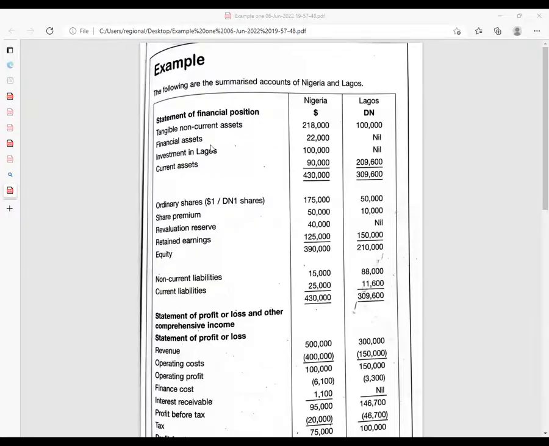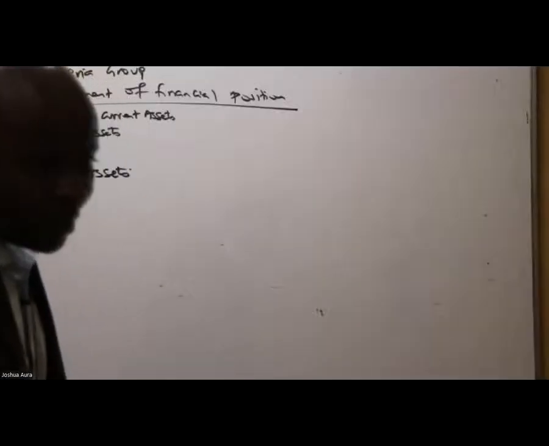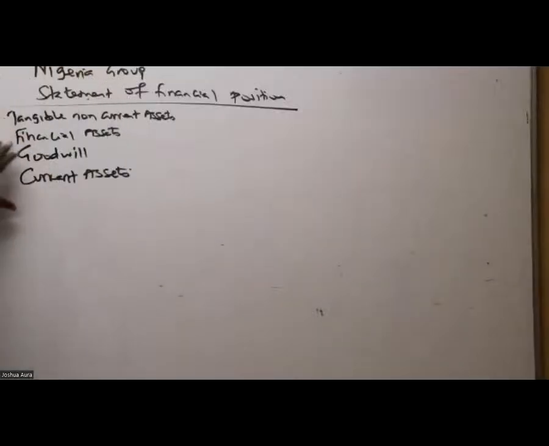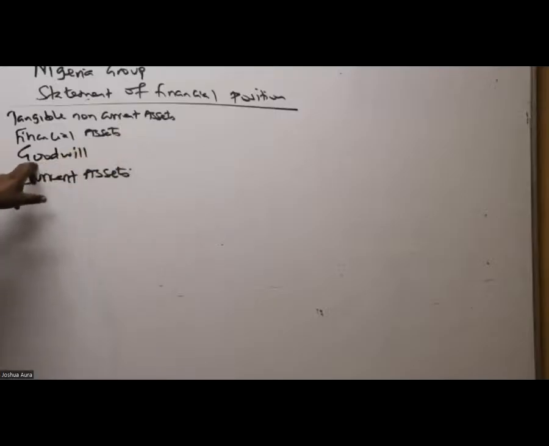And then now we have what we call the current assets. Now, after that, let me first of all allow you to copy whatever we have here. Could you kindly copy this? I'm simply copying everything. Apart from investment in Lagos here that I've replaced with what we call goodwill, everything else remains the same. So I'm simply copying everything the way it is. All right.